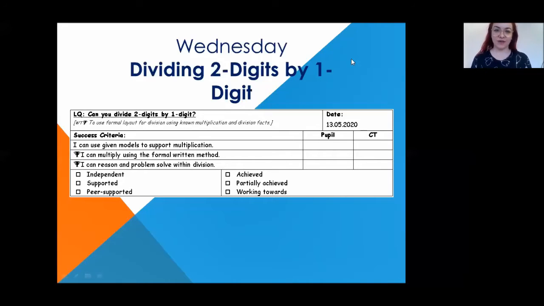Okay, so for today's lesson, we're going to be dividing 2 digits by 1 digit, like I said earlier. But this time, we're going to be starting to look at the formal layout for division, and we're using our known multiplication and division facts to do so. So we're still going to be using some models to help support the multiplication, but really it's just going to be getting us into the formal written method.